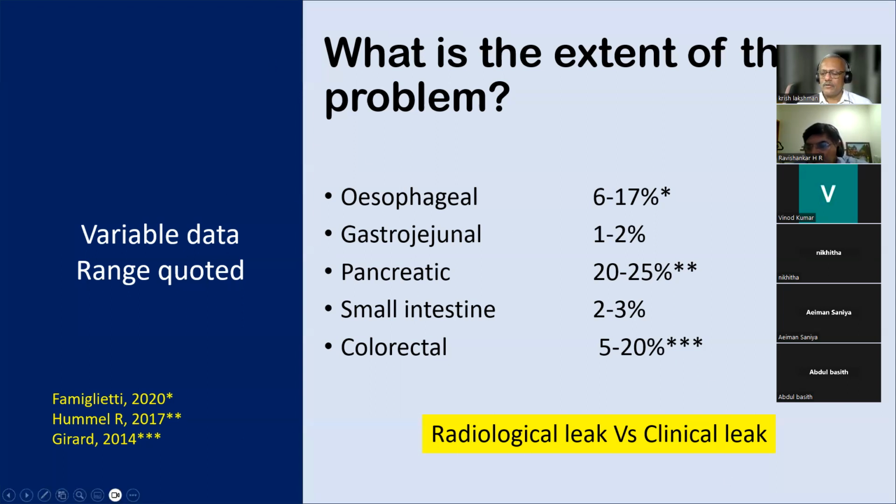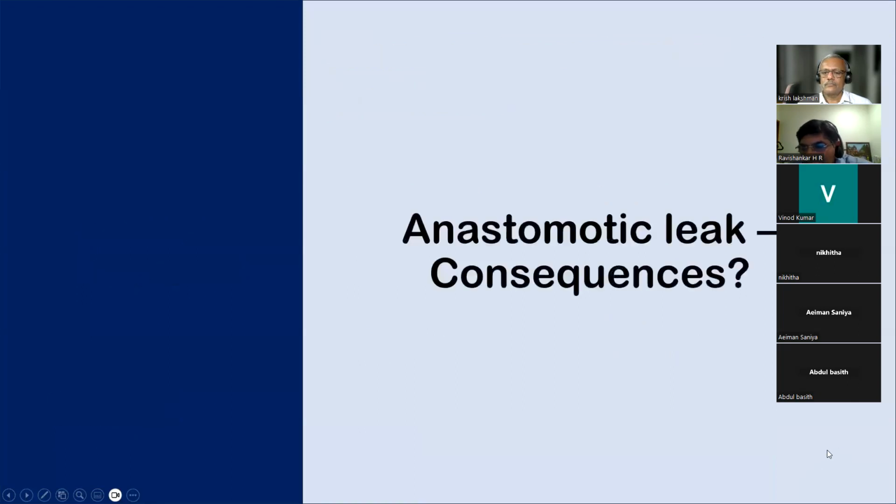All right, Ravi, do you have anything to add, sir? Yes, sir. I think the radiological leak rate is quoted anywhere up to 40 to 42%. But the clinical relevance, as you said, depends on different organs. Maybe colorectal is about 10 to 12%, and pancreas maybe about 15 to 20%. So your presumption that it is about double is correct. It's about 40 to 42% if you image all the people who have undergone anastomosis.